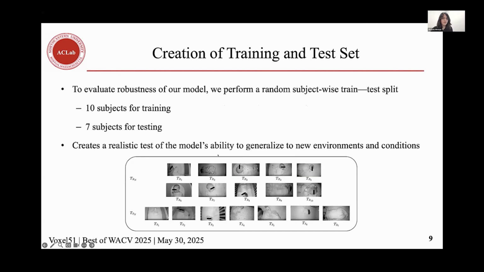For the creation of the training and test sets, we had 17 different infants overall, and we used 10 of the infants for training and 7 for testing. This allows us to get a realistic test of the model's ability to generalize to new environments and different conditions.